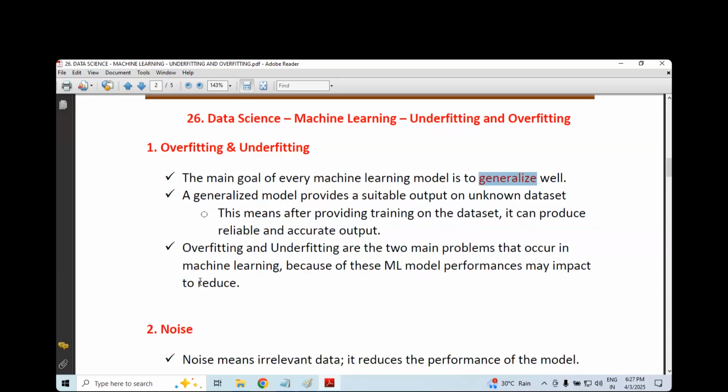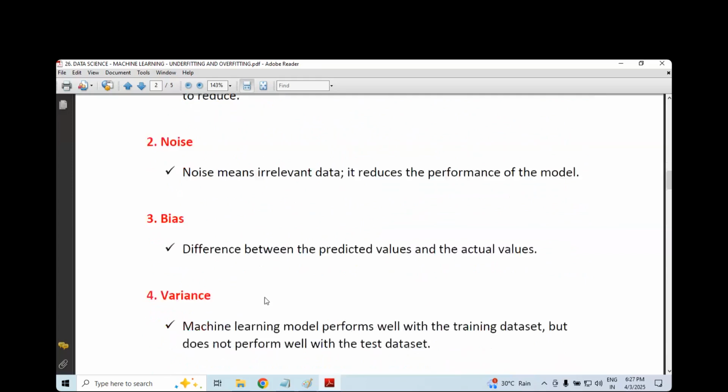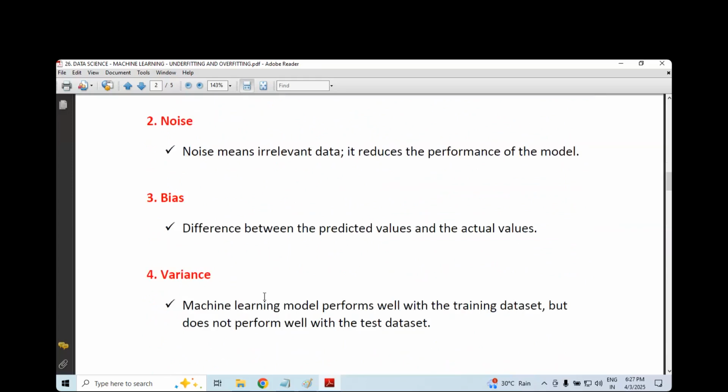There are some keywords you need to understand. Noise means irrelevant data. It reduces the performance of the model. Why underfitting and overfitting? Because you have loaded the data, but you didn't process the data properly. Then it can impact the training. Data may be messed up with noisy data. Noise means irrelevant data.